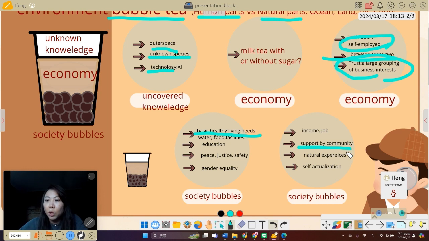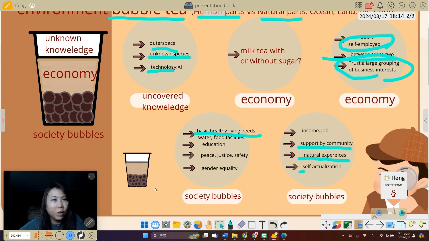And after COVID, I started to think about nature experience, which means that if you want to talk about environmental education, environmental protection, you have to get more experience of nature. And finally is self-actualization. It's the top of Maslow's theory, which is very famous.